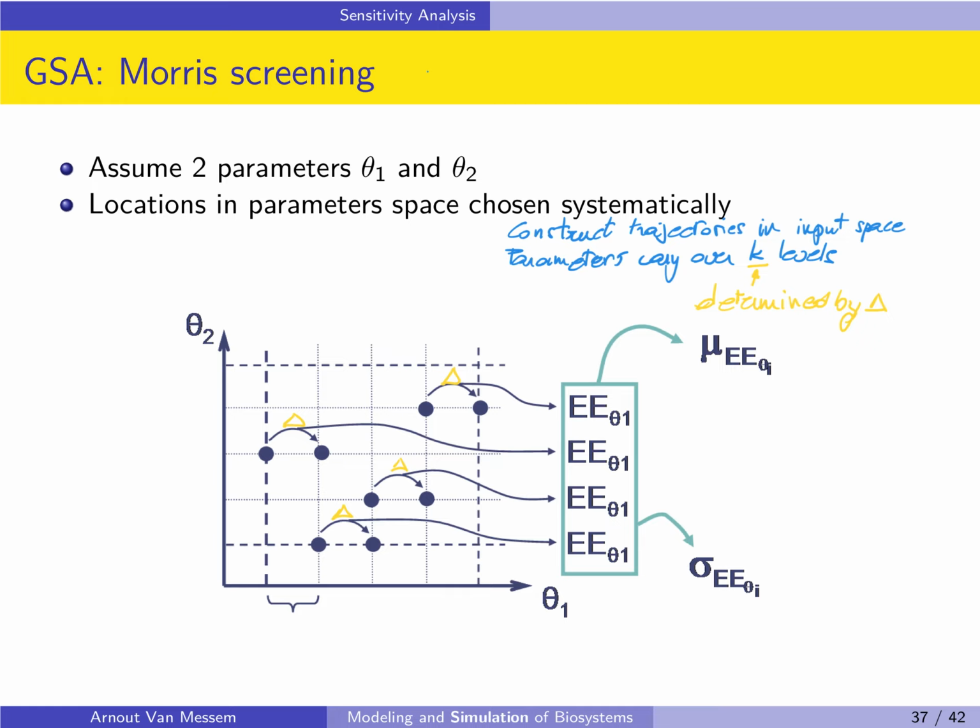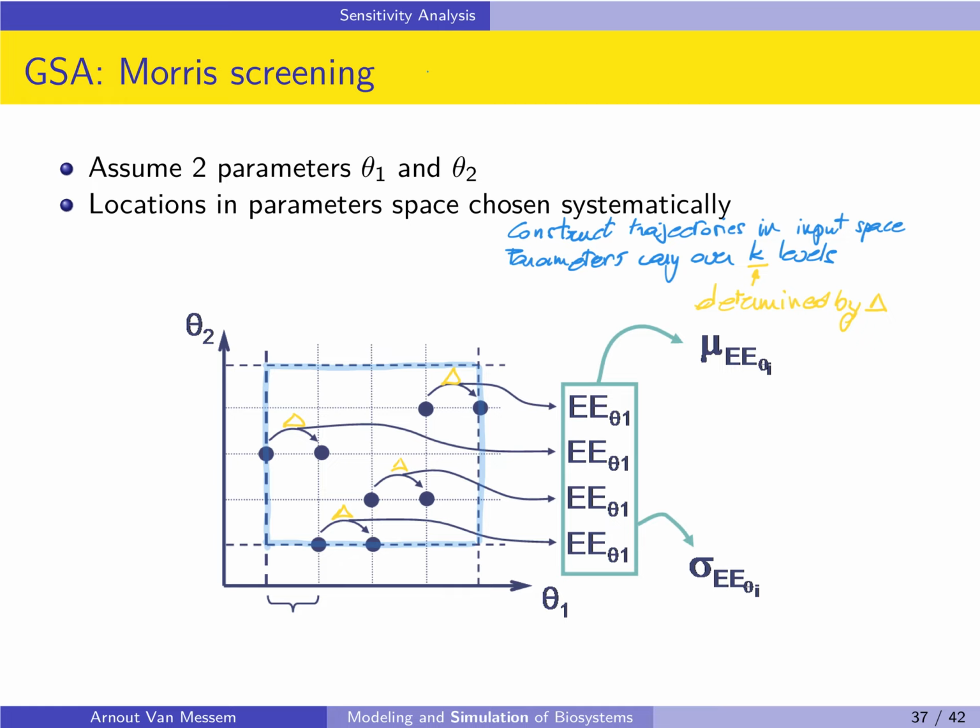In our example, the striped lines indicate the delimited area, so the possible values for theta 1 and theta 2. And we see that for the parameter theta 1, the trajectories have been chosen in such a way that every possible value that corresponds to one of the k levels has been used as a start point for a trajectory. Furthermore, we have chosen the trajectories in such a way that each of those corresponds to a different level of theta 2, so we cover all the different levels of theta 2 as well.